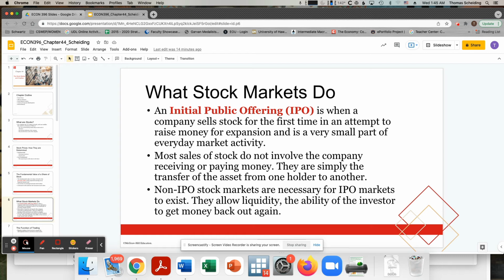And that's kind of our second bullet point here. Most sales of stock, like 99% of sales of stock, do not involve the company either receiving or paying money. It's simply an individual selling it and another one buying it. The only time the company could possibly make some money is if they did what's called a share buyback, where they buy back some of their shares, which they could then sell again in the future.